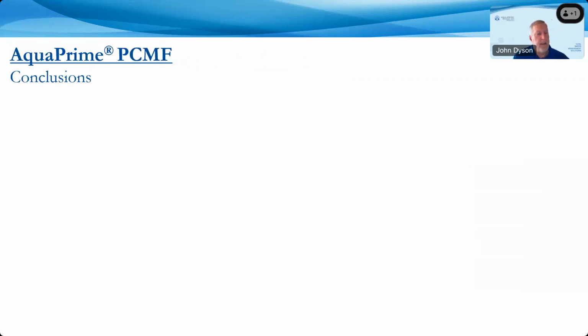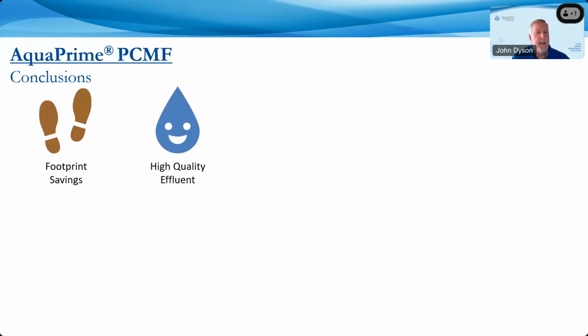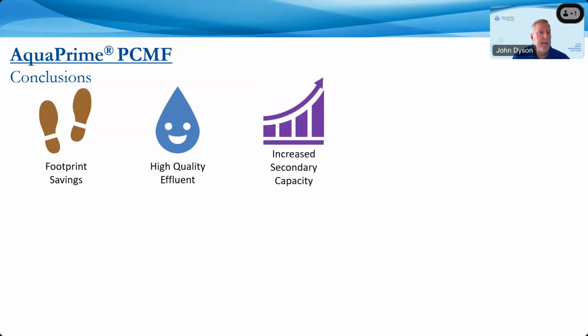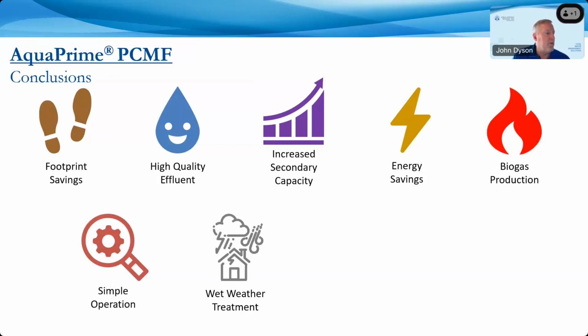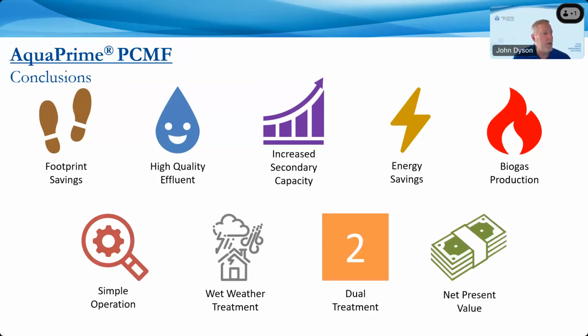So to the end here, just want to finish up with a few comments. Hopefully you've seen that the AquaPrime and Pile Cloth Media Filtration can give you a small footprint, a very high quality effluent, the potential to increase secondary capacity of the existing basins in the facility, energy savings in your facility or biogas production. It's simple to operate. It's well proven. The ability to maybe gain dual treatment aspects with wet weather treatment.